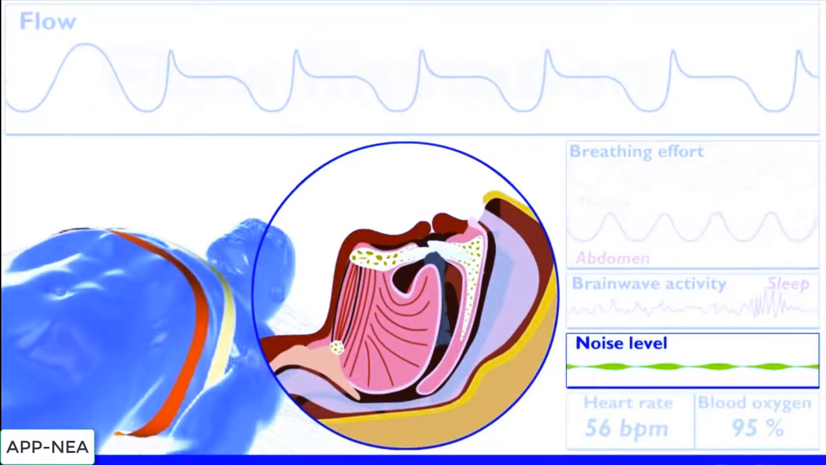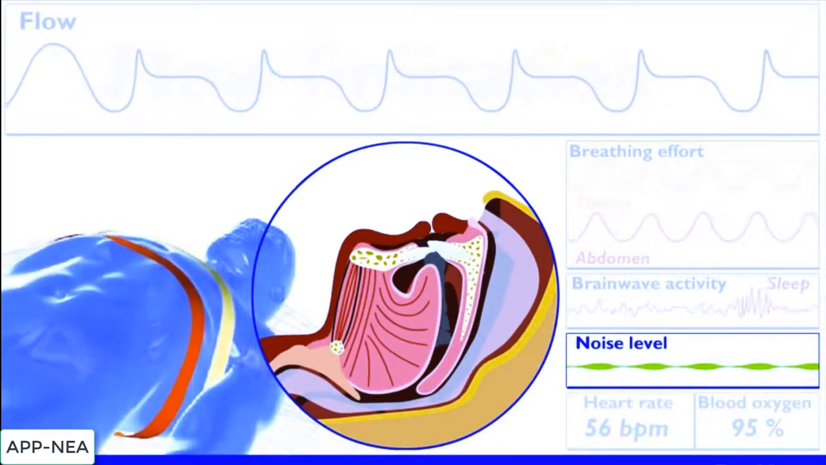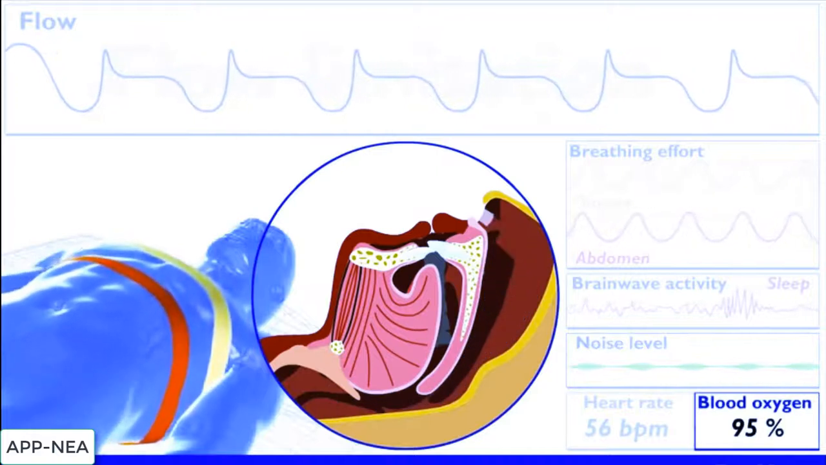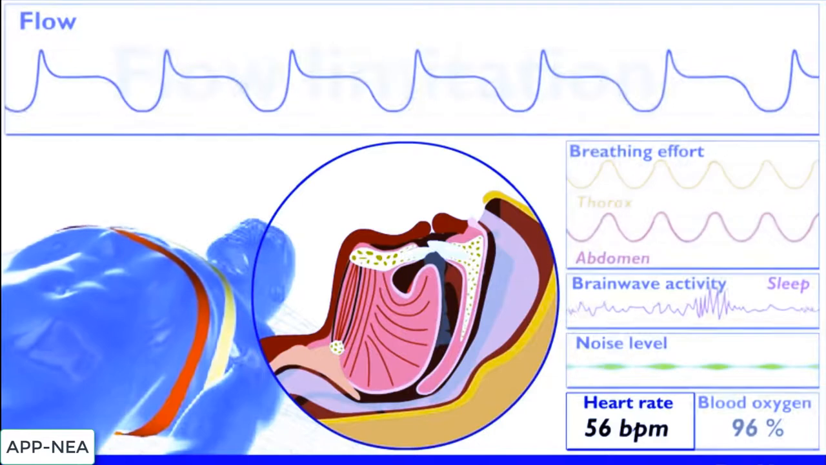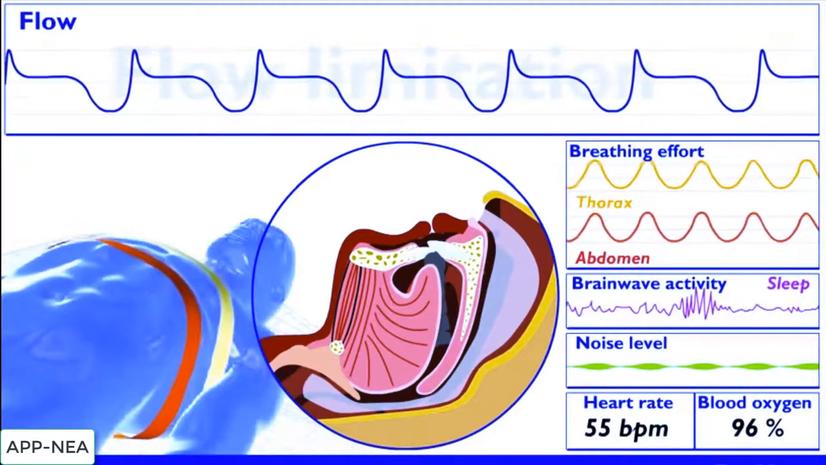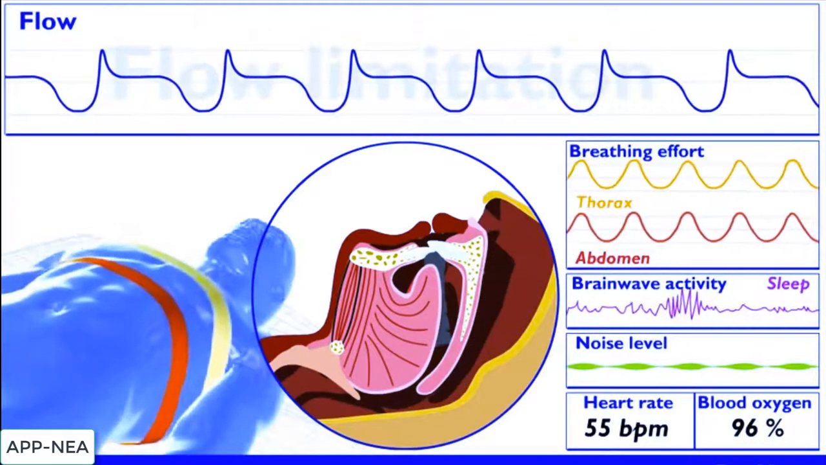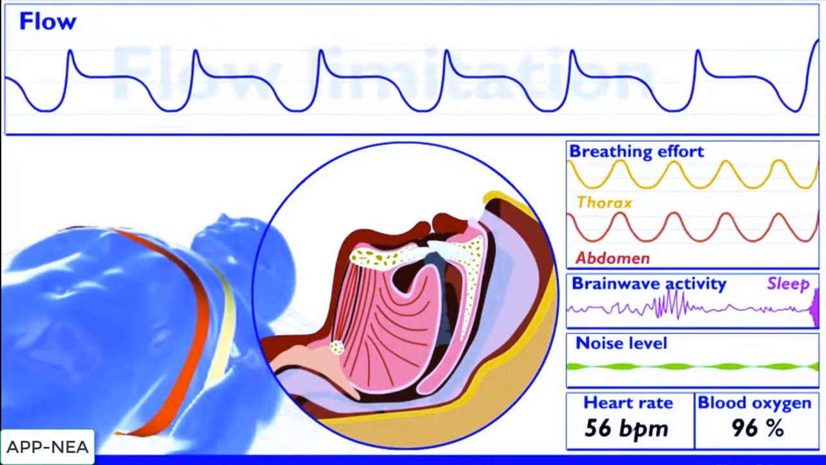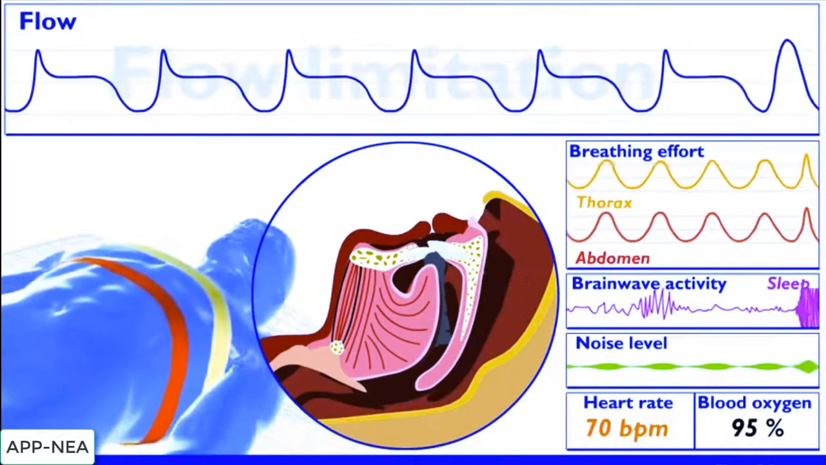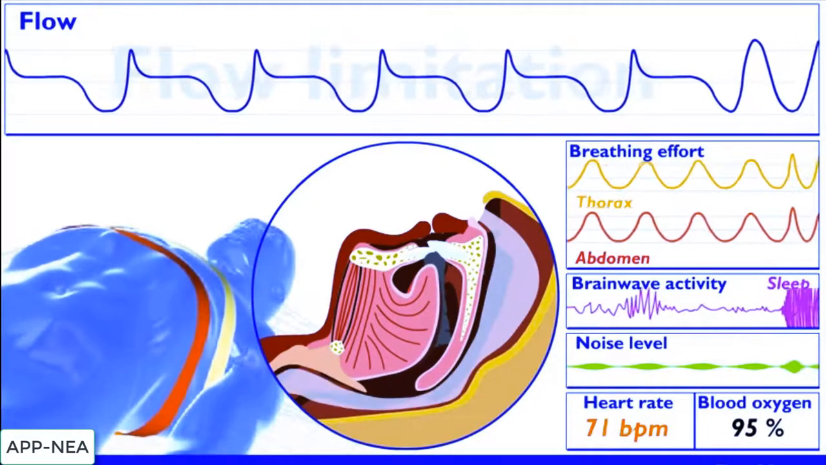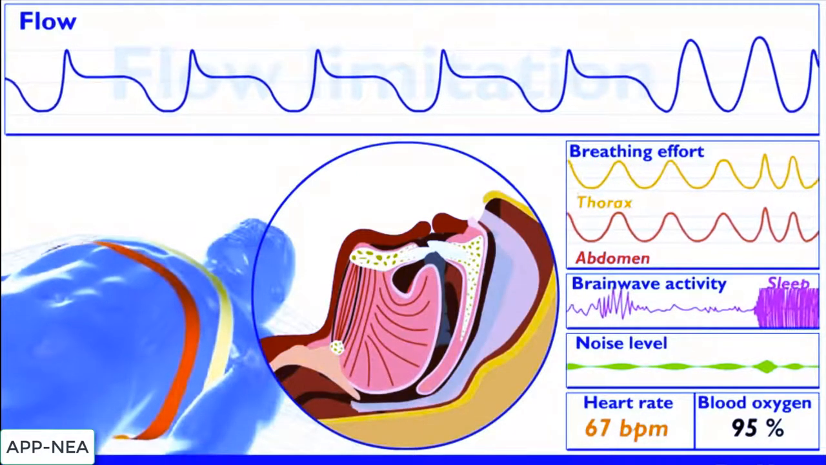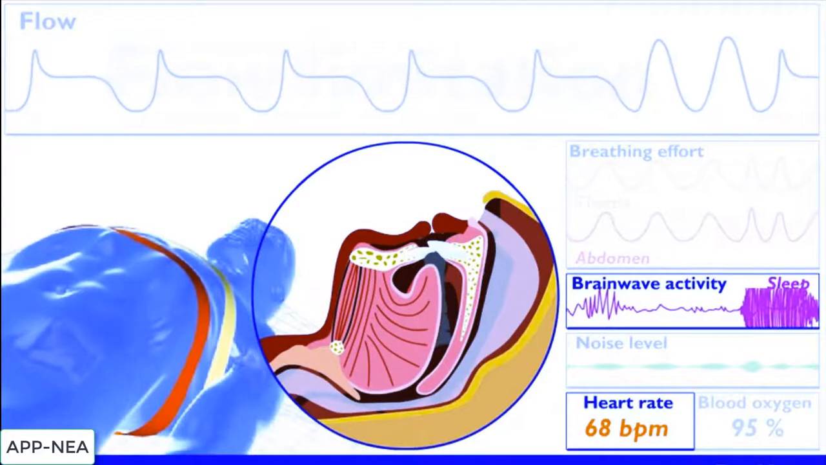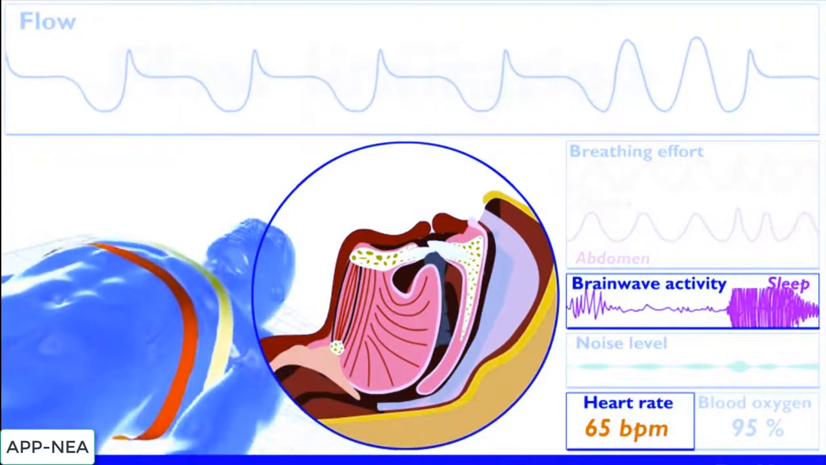From breath to breath, as flow limitation continues, the oxygen level in the blood remains quite steady and the heart rate remains fairly stable. At some point, the increased work of breathing against flow limitation may lead to an arousal. An arousal is a disturbance in the sleep cycle. This may be accompanied by some movement. There is a visible increase in brainwave activity and heart rate.